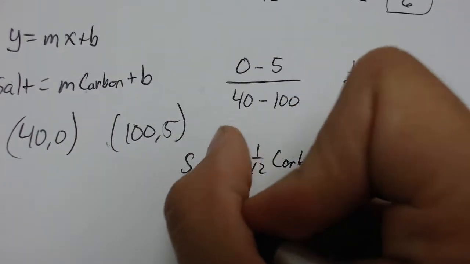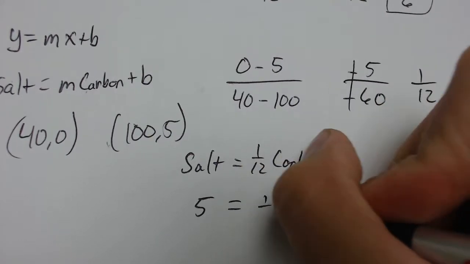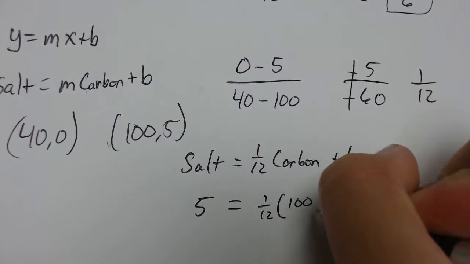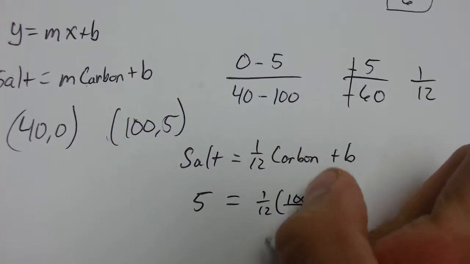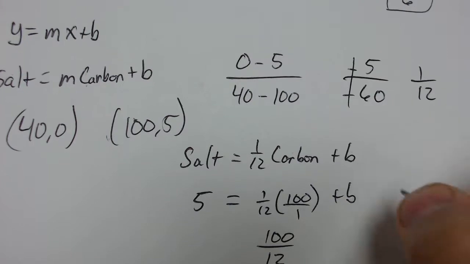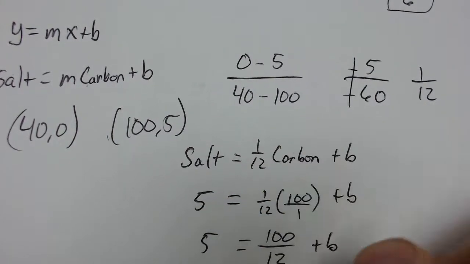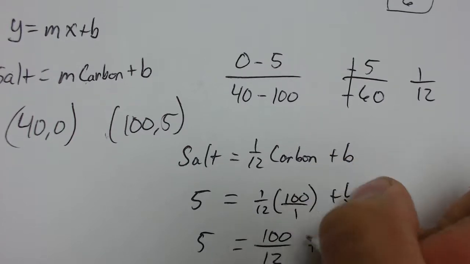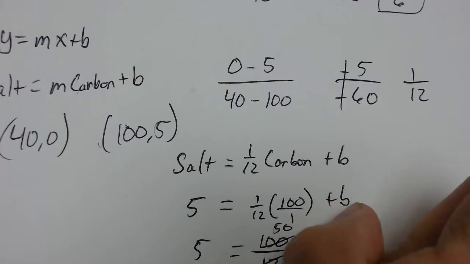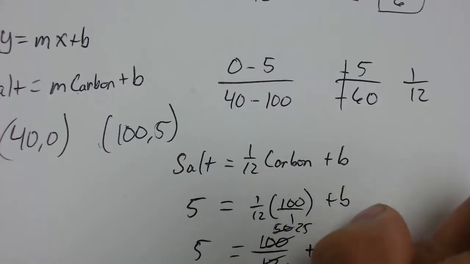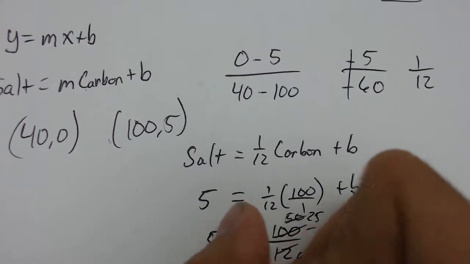So if I plug in 5 for salt and 100 for carbon, you end up getting 1/12 times 100 plus b. To multiply these, I get 100 over 12, plus b is going to equal 5. This can reduce: that'll be 50, that'll be 6, that'll be 25, and that'll be 3, so 25 over 3. So I'll subtract 25 over 3 from each side.